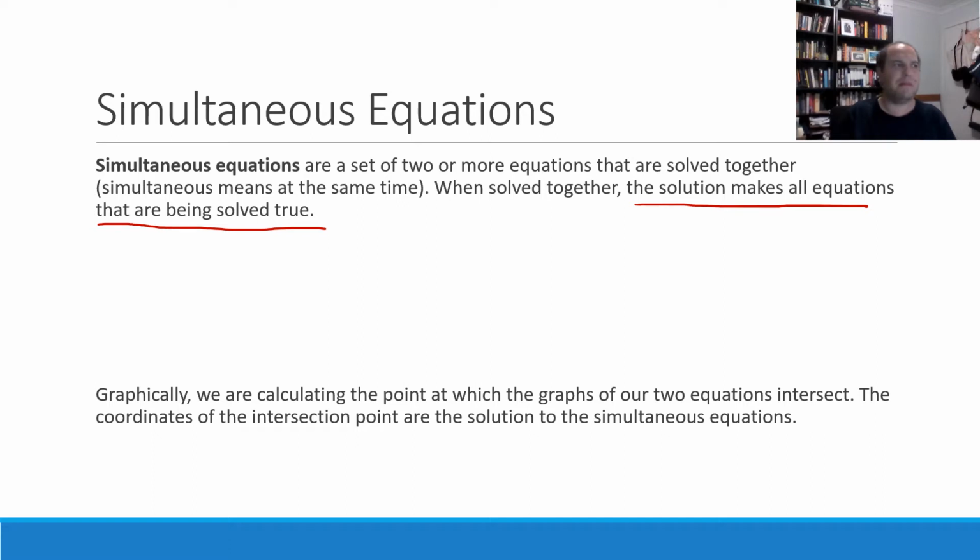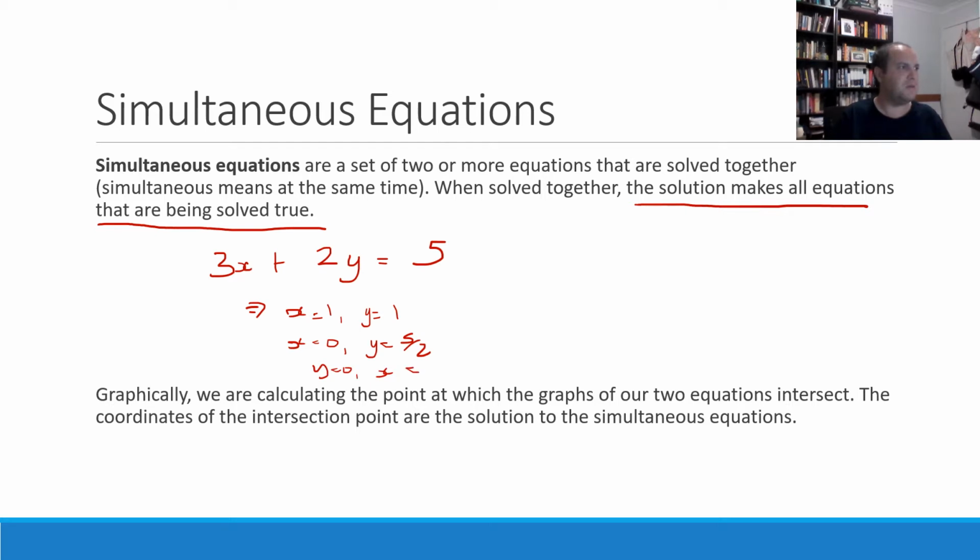Now, what that might mean is, for example, let's say we've got 3x plus 2y equals 5. One possible solution for that equation is x equals 1 and y equals 1; that will solve this equation. If x equals 0, y can equal 5 on 2. If y equals 0, x could equal 5 on 3. So there are lots of potential solutions for that equation.